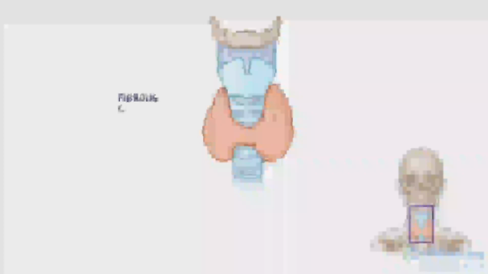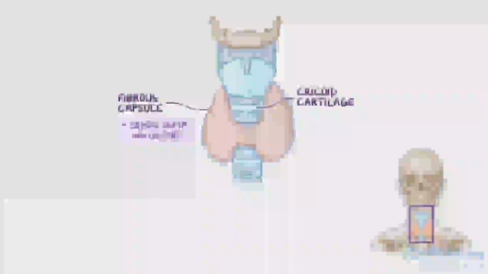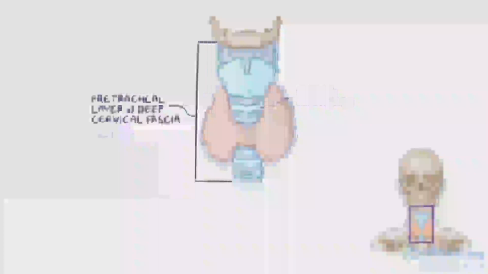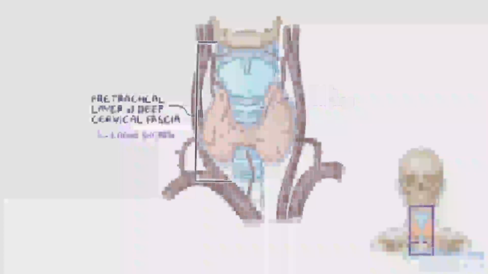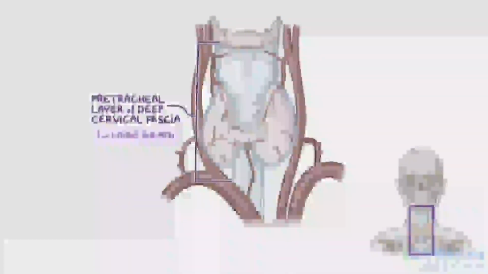Now, the thyroid gland is surrounded by a thin fibrous capsule which sends septa deep into the gland, and this capsule is attached to the cricoid cartilage and the superior tracheal rings by dense connective tissue. External to the capsule, the visceral portion of the pretracheal layer of deep cervical fascia forms a loose sheath, and between this loose sheath and the fibrous capsule, there are the superior and inferior thyroid arteries which supply the gland.